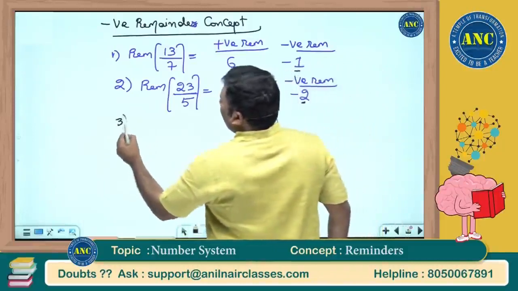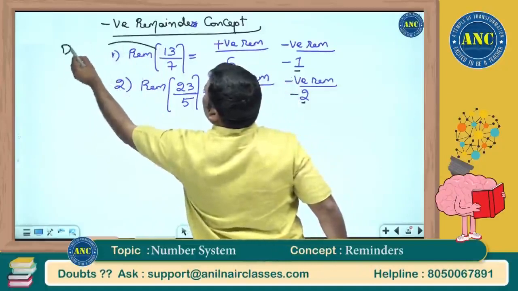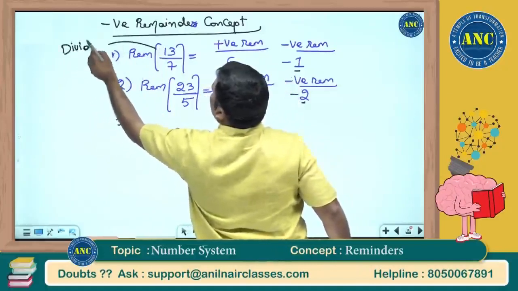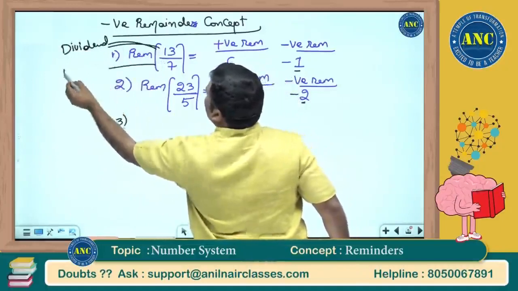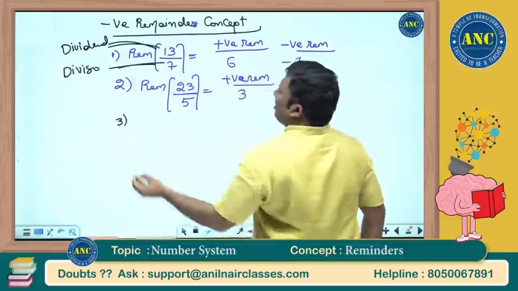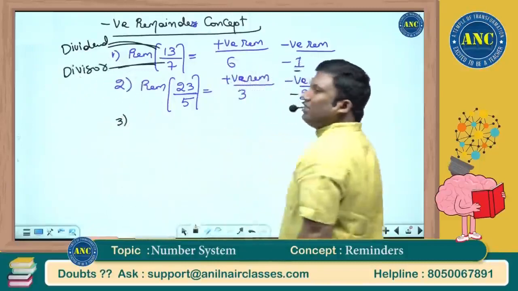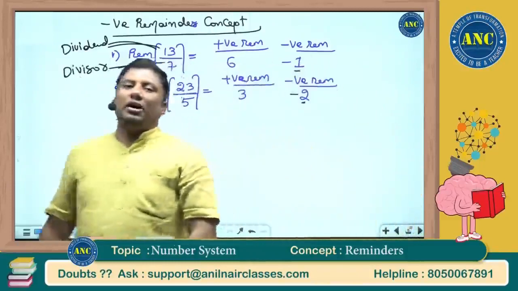Now, 13 is the number which is getting divided, so it is a dividend. 7 is the number which is dividing, so it is nothing but divisor. 7 ones are 7. Positive remainder 6. Negative remainder -1.